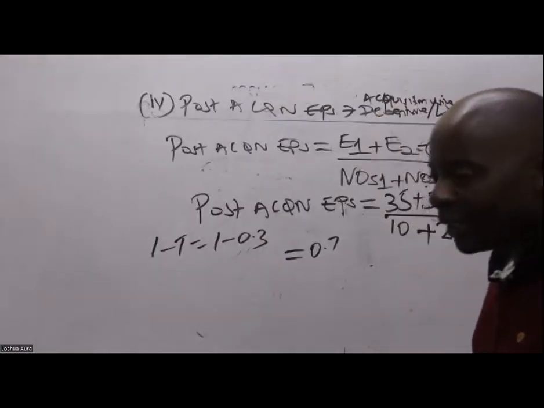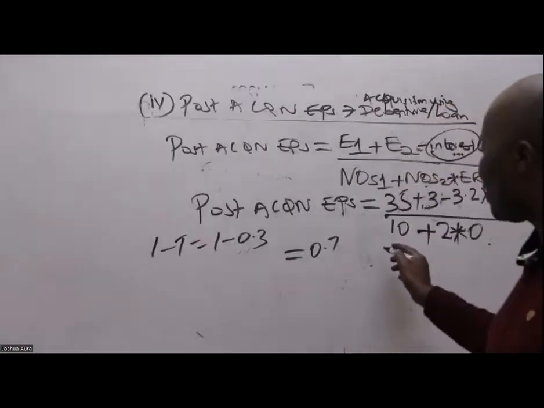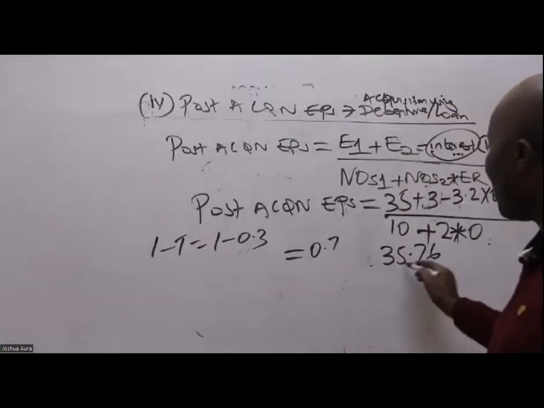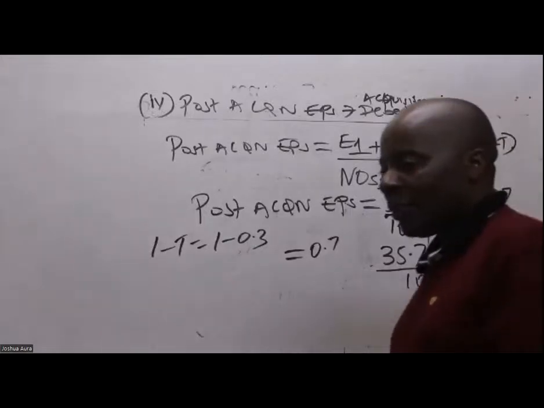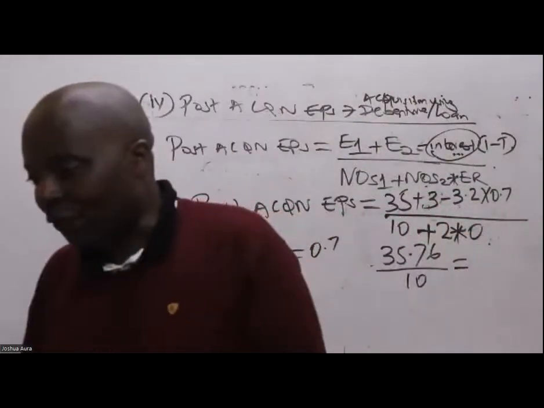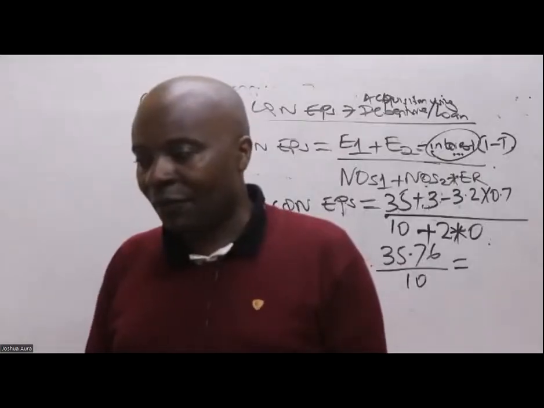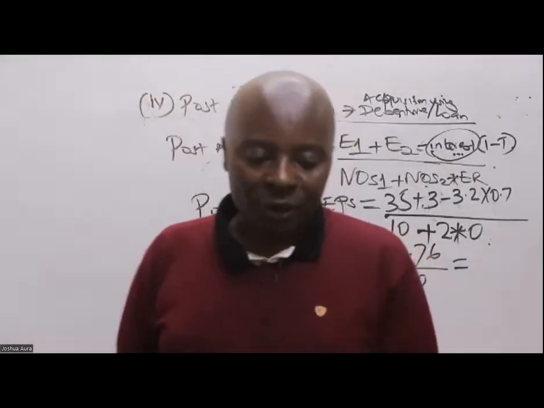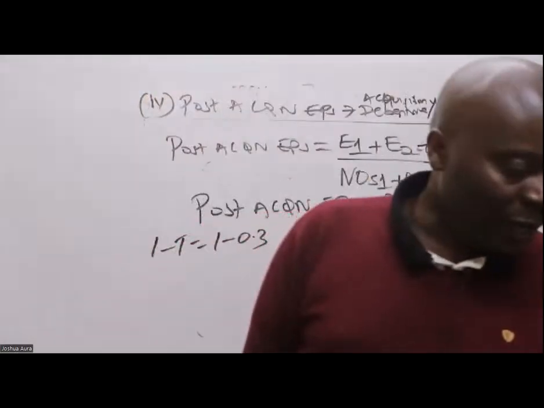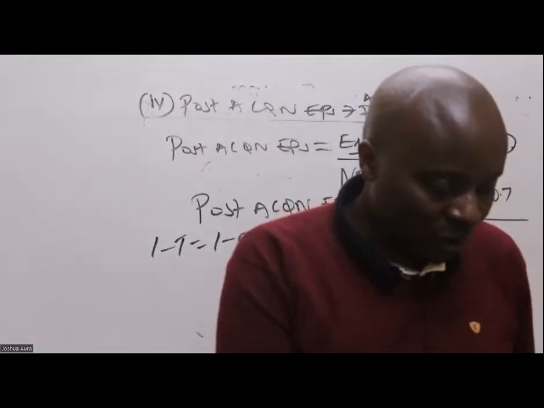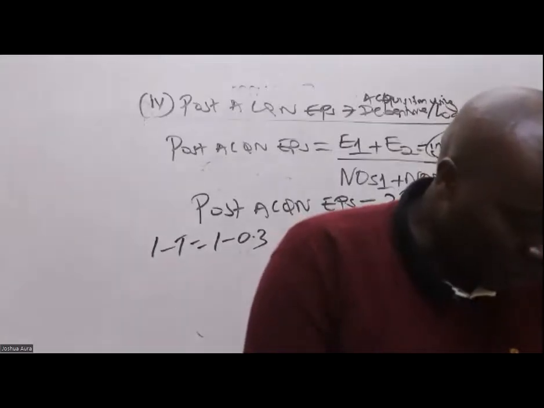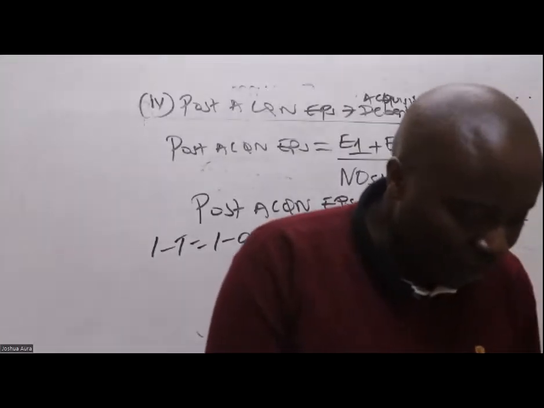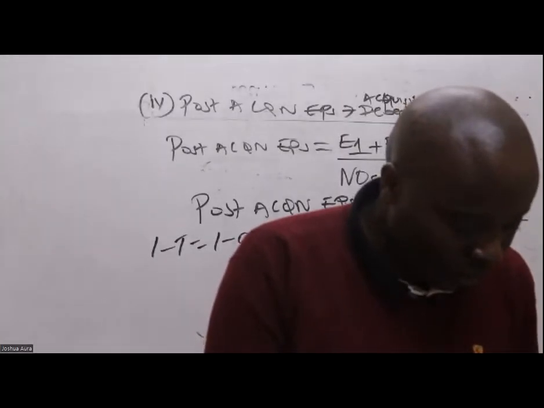So the numerator here is 35.76, all over 10. So the final answer is 3.576. Is that okay?